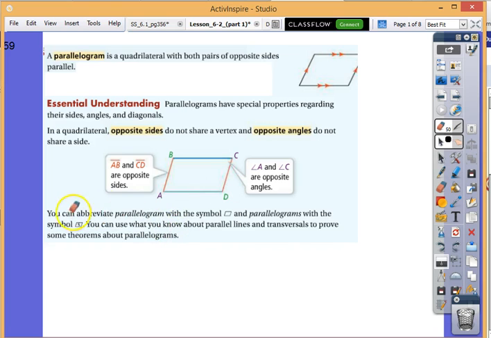So, you can abbreviate parallelogram with the little parallelogram symbol. And if you want to talk about the plurals of parallelograms, you can put a little S in the parallelogram symbol, and that makes it plural.